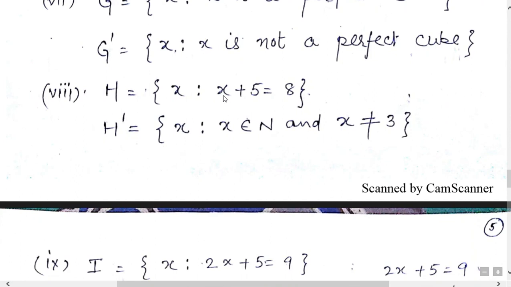In this case, x plus 5 is equal to 8. It means x is equal to 3. This set is x equal to 3. It means H complement is the set of all natural numbers other than 3.